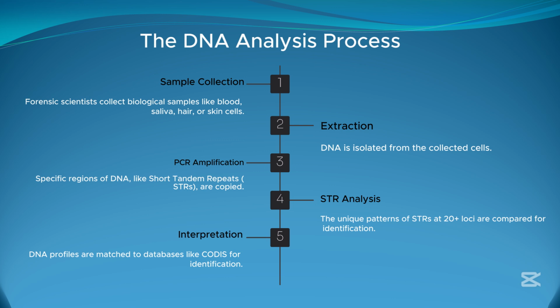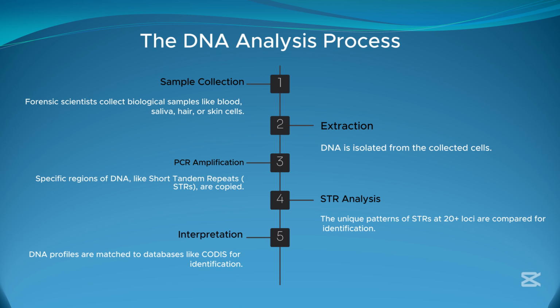Next, extraction isolates DNA from the collected cells using chemical or enzymatic methods, separating genetic material from proteins and other cellular components. This purified DNA then undergoes PCR amplification, where the polymerase chain reaction, PCR, targets and copies specific regions, such as short tandem repeats, STRs, non-coding DNA sequences with high variability between individuals. Amplifying these regions generates sufficient DNA for analysis, even from minute samples.